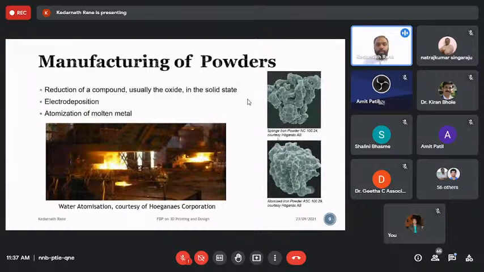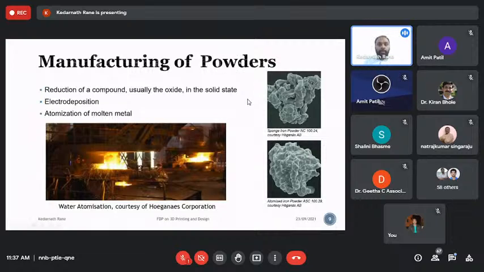Again, I'm spending more time on powder injection molding because it is an enabling technology. All the aspects related to powder injection molding are equally employed for extrusion based additive manufacturing. That's why we are giving more stress on this process.